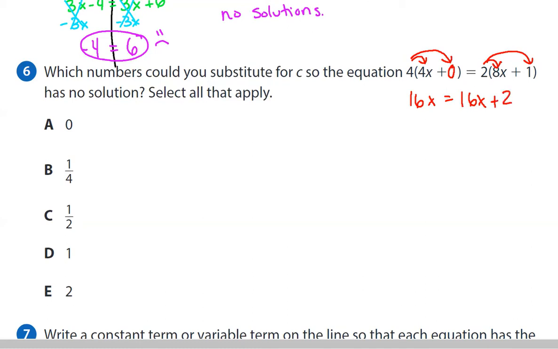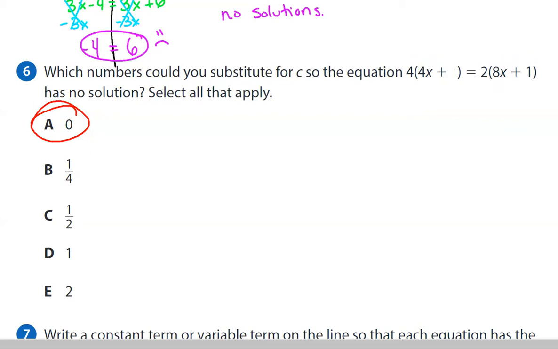And then I will subtract 16x from both sides. And I've got nothing equals 2. Does nothing equal 2? No. That one works. But it says select all that apply, which means we're going to do that again.